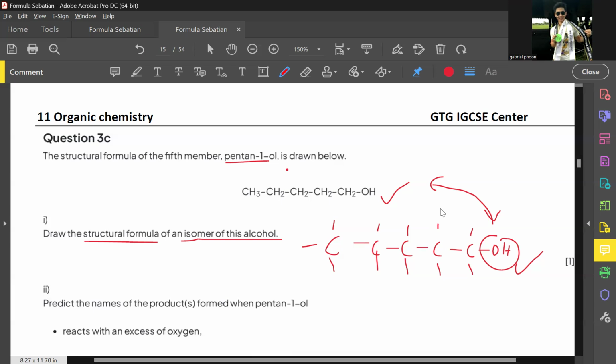This thing and this thing are the same thing. They are not isomers of each other. This OH is connected to the other. This OH is also connected to the other. They are mutually connected, but if it's a mirror image, it's distinct.